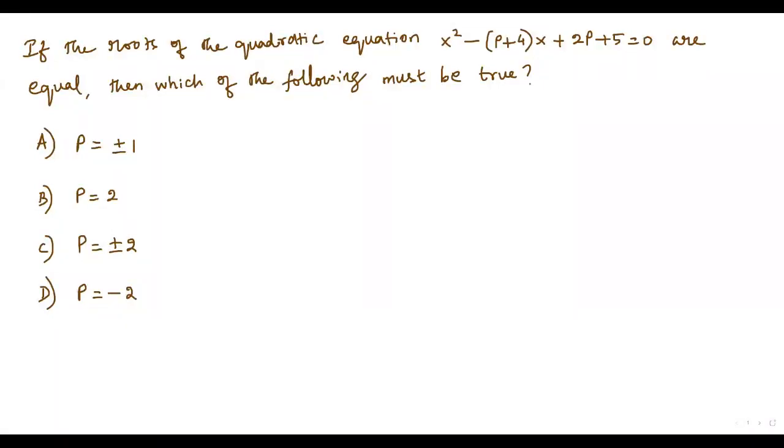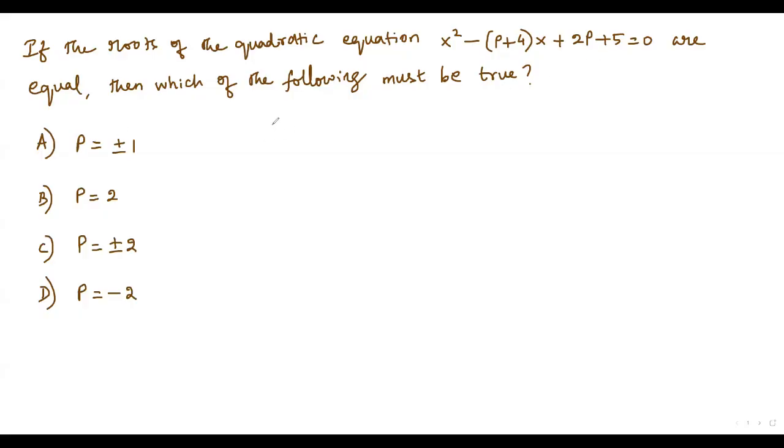Here we have a problem on quadratic equation. Okay, let's go to the question. If the roots of the quadratic equation x² − (p + 4)x + 2p + 5 = 0 are equal, then which of the following must be true? Here in the given answer choices, we have the value of p.